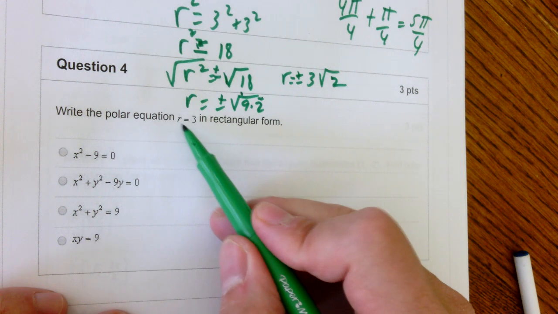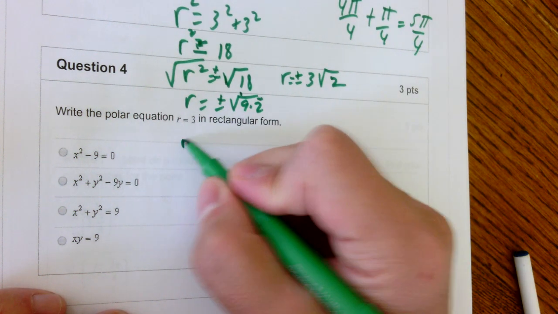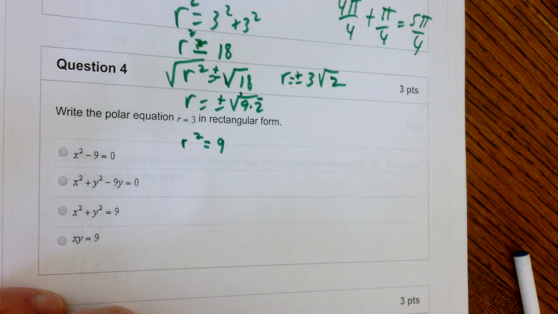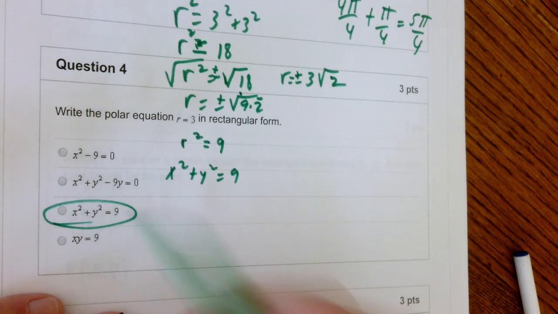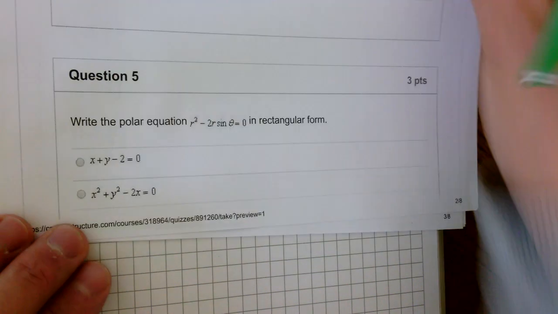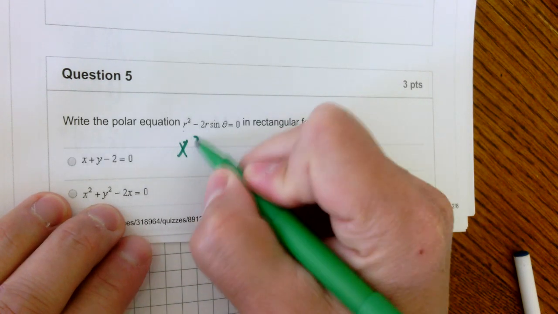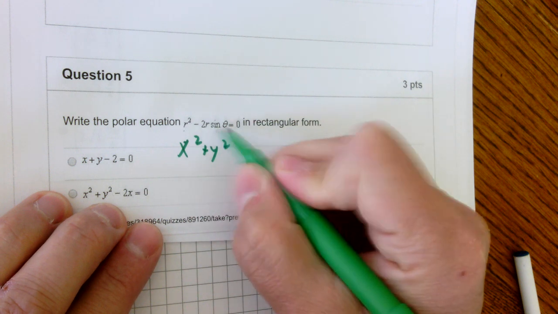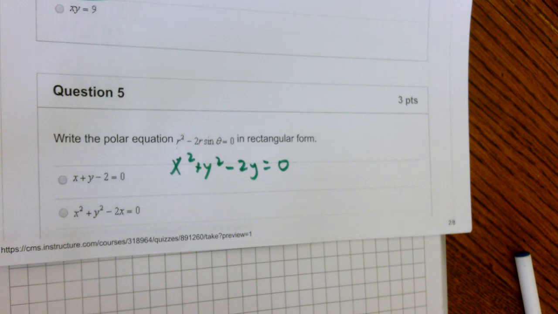The next example. So when you just have r, you can't really make much of an adjustment there, so you've got to square both sides. And then we know r squared is x squared plus y squared equals 9. And that's pretty straightforward. Next one. Okay, so now, again, polar to rectangular, r squared is x squared plus y squared. r sine theta is y. And that's it. All you've got to do there is convert.